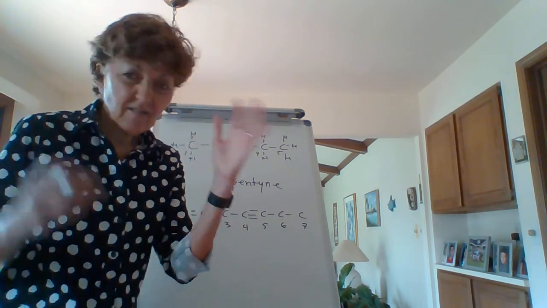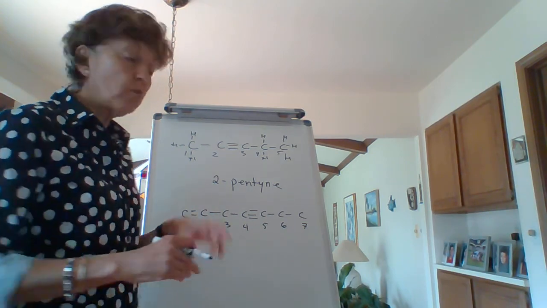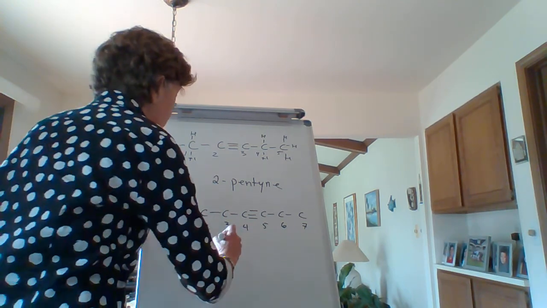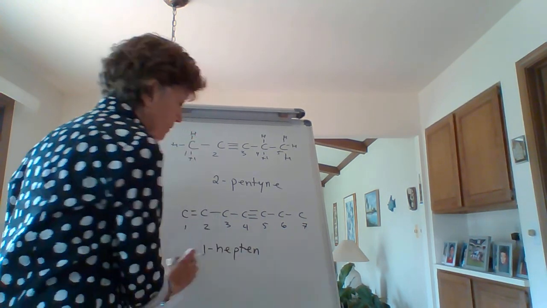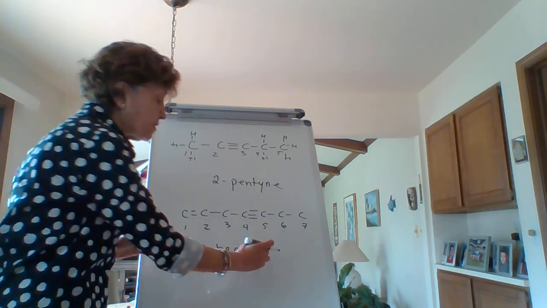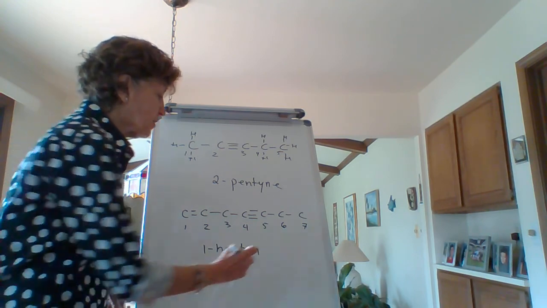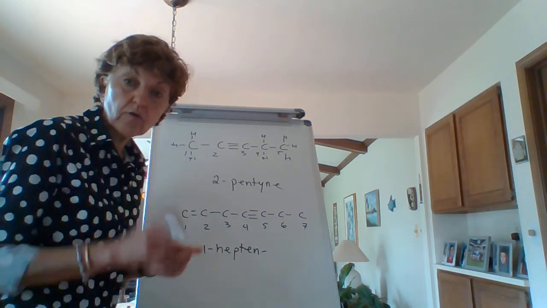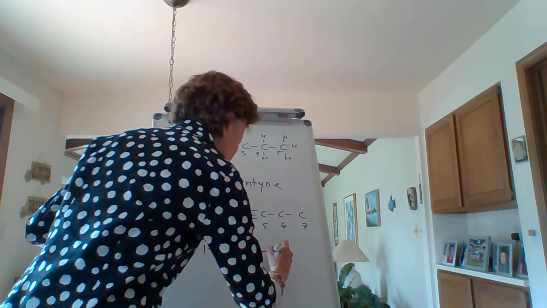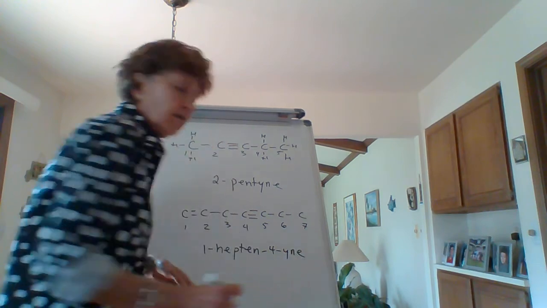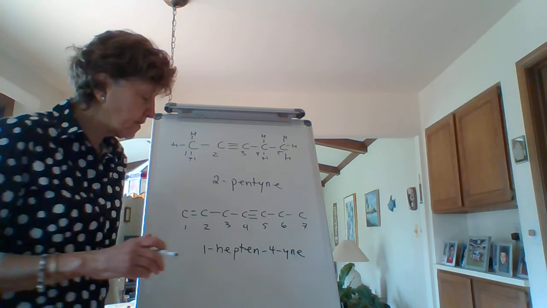This is where students sort of tune out. Don't tune out. It's not that bad, honestly. You got to tell me where the ene is. So you're going to write down 1-heptene. Okay, 1-heptene. Now, if it was just a heptene, you would end it with an E and you'd be all done. But you drop that E because now you need to put in the suffix yne. So 1-heptene dash 4-yne. That's how you name it if you have an ene and a yne in the same molecule.